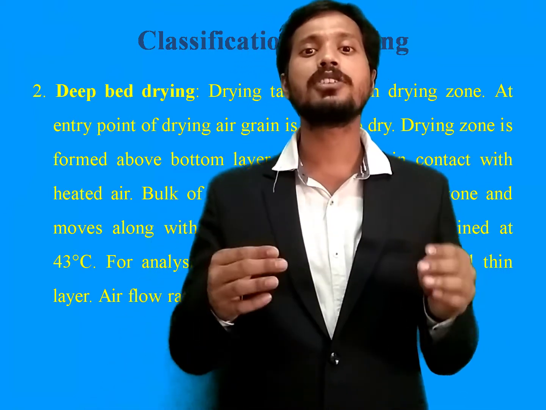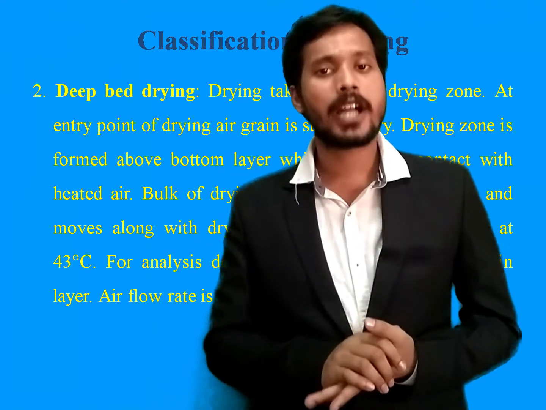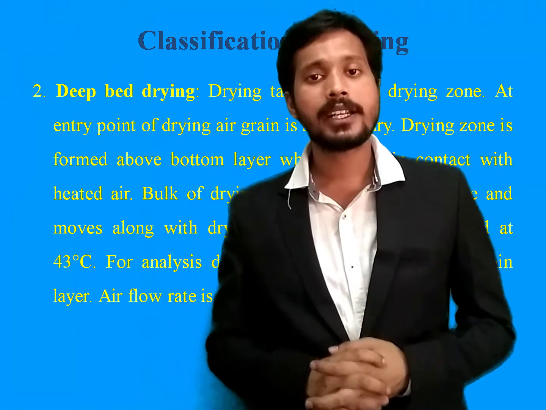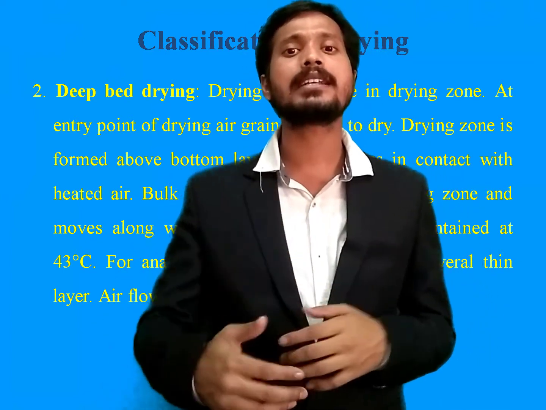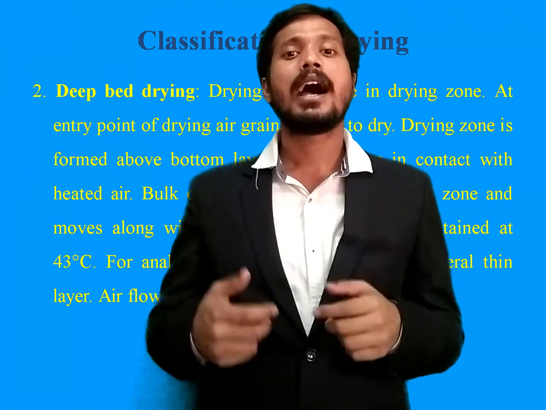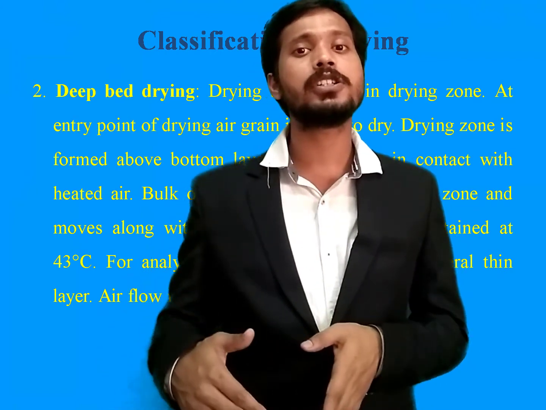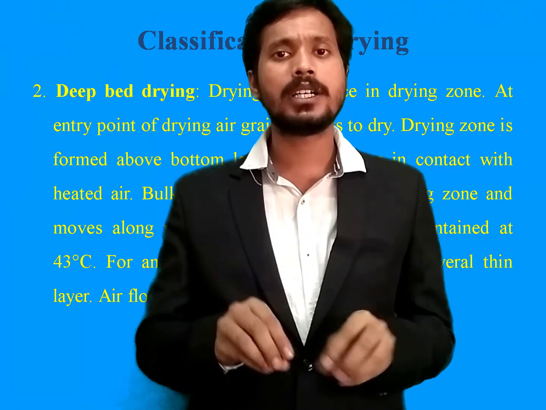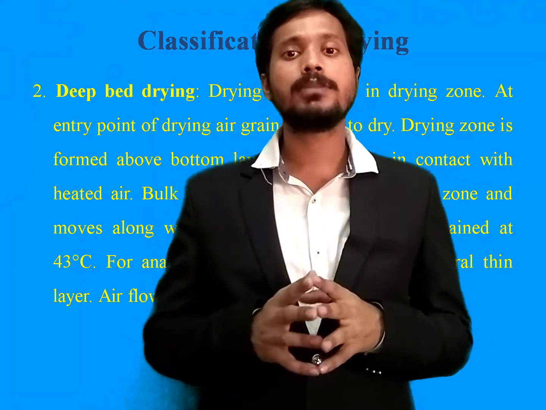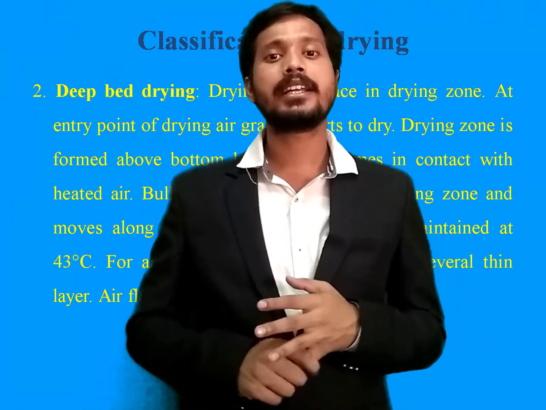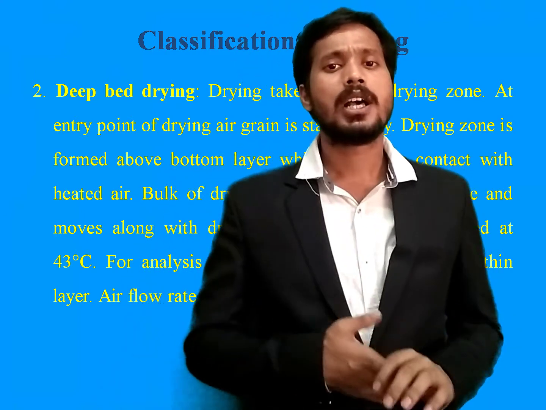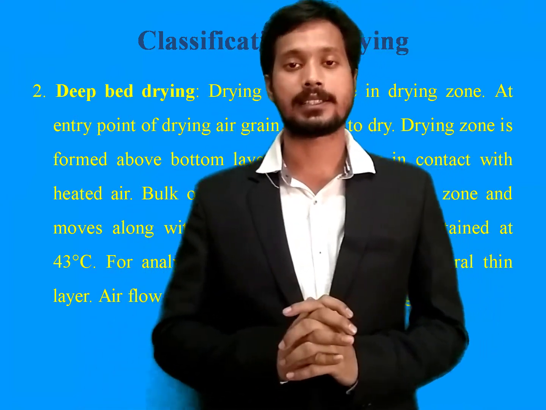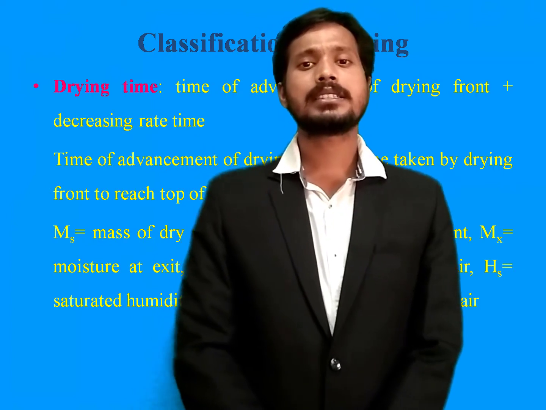And if you go further, you get the interface that is called the drying front, and beyond the drying front the wet grain is present. Why wet grain? Because at that point the drying air has collected more moisture from the grain, and the drying air temperature has also gone down. So in this particular top layer you find wet grain of 14 to 16% moisture, and throughout the process we maintain the air temperature at 43 degrees Celsius.